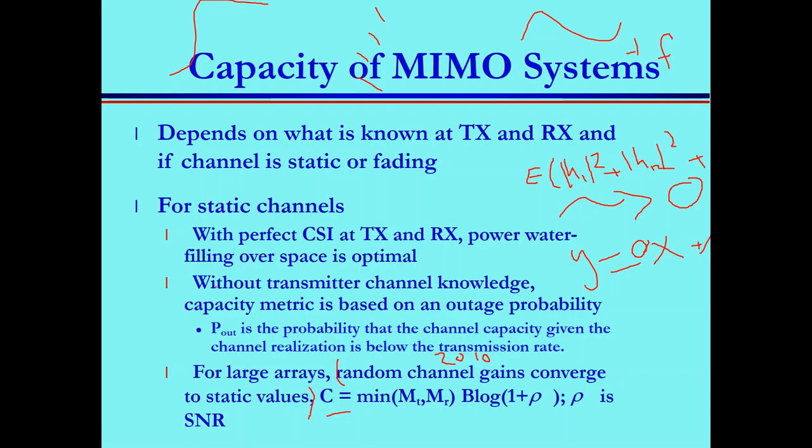Because at the end of the day, what do you care about? You care about the rank, the channel rank, how many independent paths. So this takes you to linear algebra, understanding the ranks, how many independent eigenvectors for the matrix, and the number of eigenvectors determines the number of different independent paths you can send over your channel.